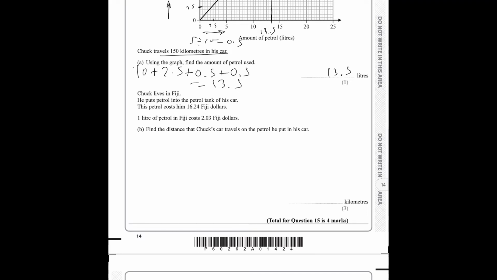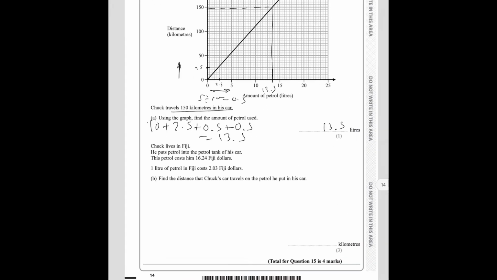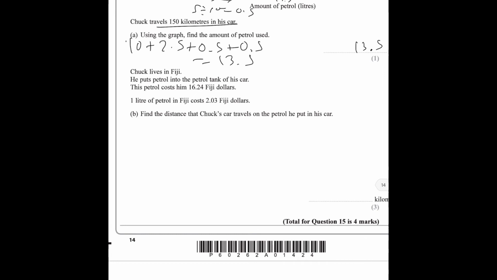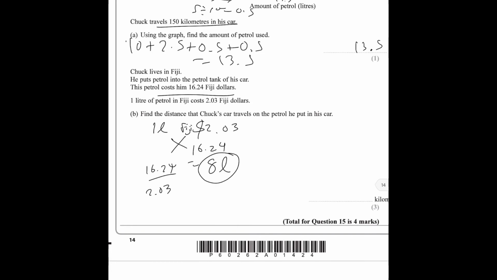So Chuck leaves Fiji. He puts in petrol. The petrol costs him that much, 1 liter costs that many Fiji dollars. Find out the distance. In order to find out the distance, we know that 1 liter is 2.03 Fiji dollars. Okay, so he spent about 16.24 Fiji dollars. So you're going to do 16.24 divided by 2.03. That should give you how much fuel he has used.